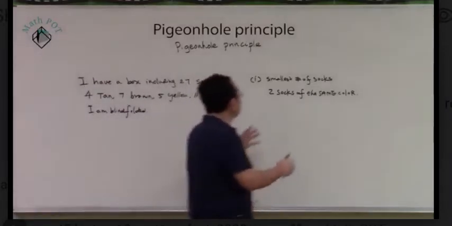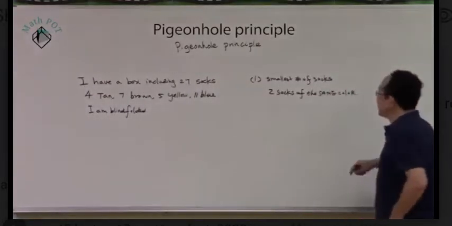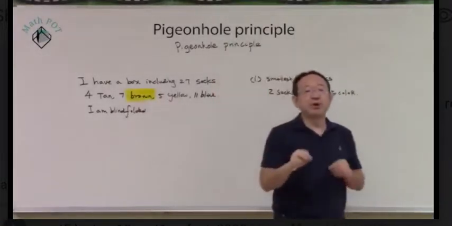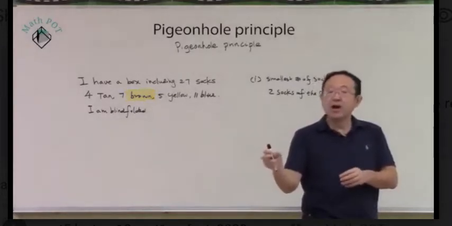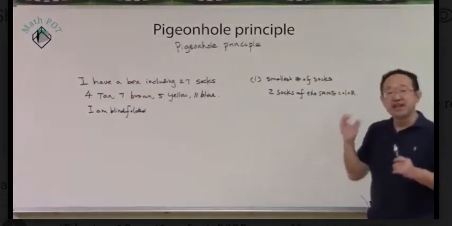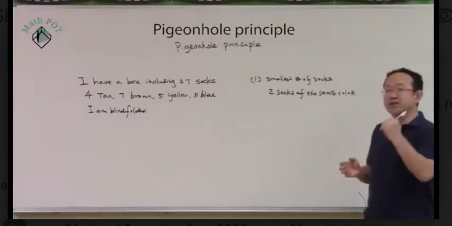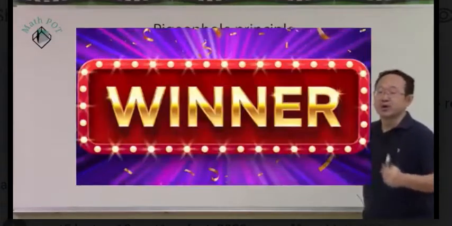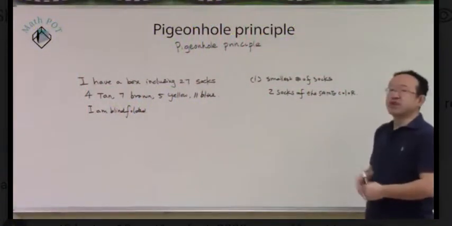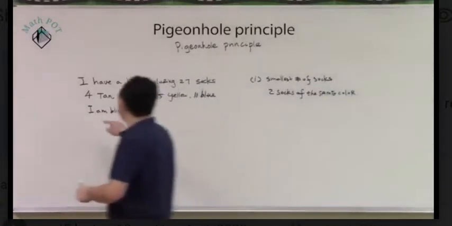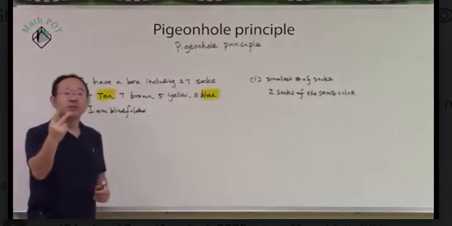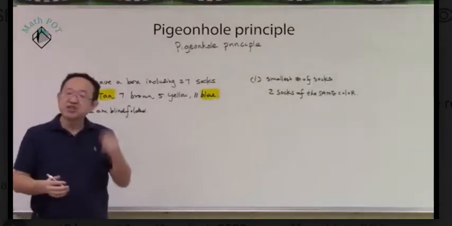For example, you might feel the smallest number of socks I need to pick is nothing but two socks. For example, I get two brown: I pick one brown and I pick another brown, so I already have two socks of the same color. But if you think about that direction, that means you are super lucky. It is definitely not the worst situation, so the answer is not two. For example, if you pick one tan and another blue, you pick two socks, but clearly they are not of the same color.